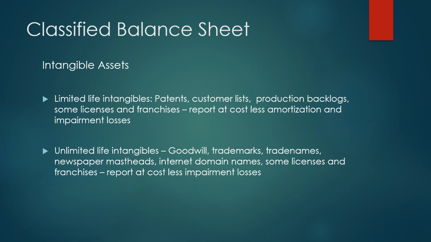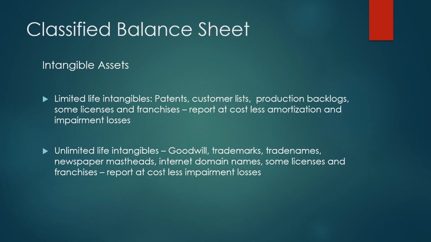Our next category is intangible assets. Limited life intangibles include things like patents, customer lists, production backlogs, some licenses, and franchises, and these assets are going to be reported at cost less amortization and impairment losses.